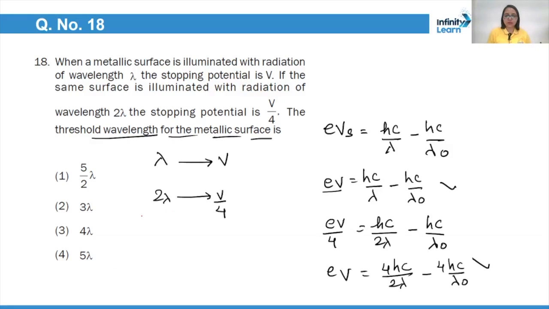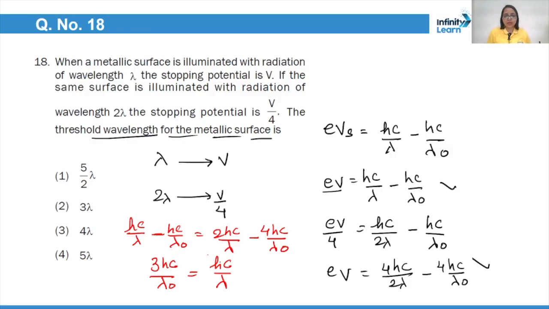So after equating this, you will get hc upon lambda minus hc upon lambda naught is equal to 2 hc upon lambda minus 4 hc upon lambda naught. So if you take this quantity over here, this is 4, right? So this will be hc upon 2 lambda. So this is 2, right? So it is 3 hc upon lambda naught is equal to hc upon lambda. hc cancels. So we have lambda naught is equal to 3 lambda. So the correct answer is option 2.